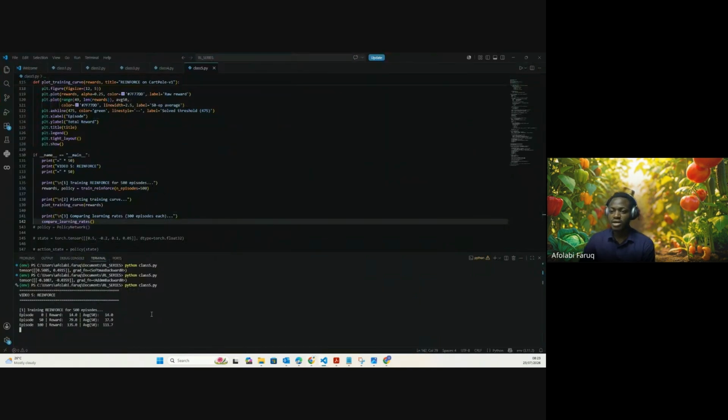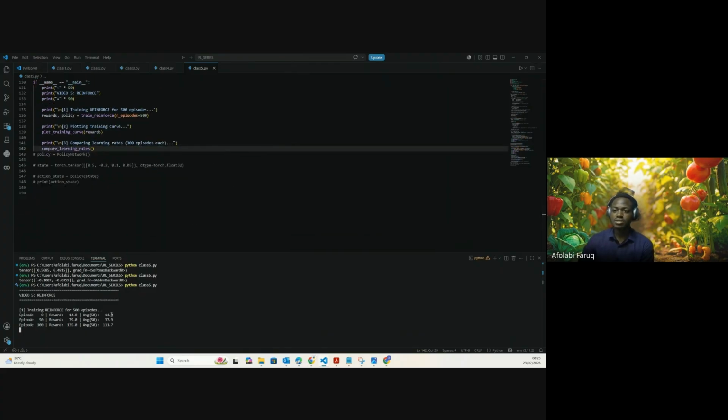Okay, so here is what we have. We have this training REINFORCE. At episode 0, we have reward 14. At episode 50, we have reward 79, and average reward is 37. At episode 100, reward is 135, average is 111.7. So that's basically getting much more reward with time. So it's learning. That shows that this is actually working.